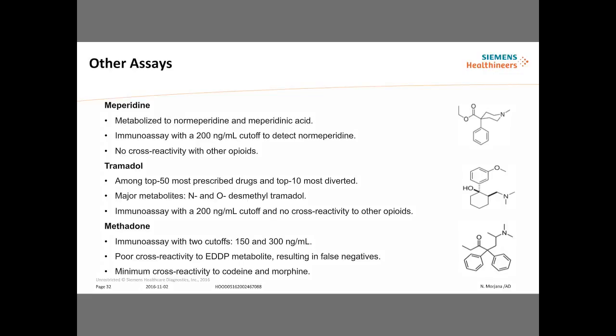Methadone: the two cutoffs available are 150 and 300. Most of the methadone assays have poor cross-reactivity to EDDP, a major metabolite, causing false negative results. So it's important to combine testing of methadone with testing of an EDDP-specific assay.